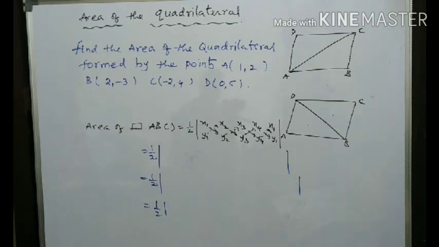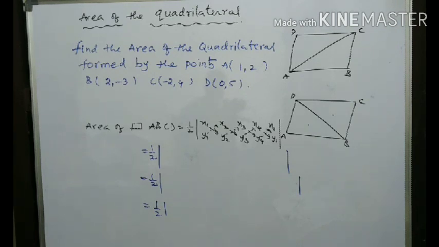Coming to the first question, find the area of the quadrilateral formed by the points A(1, 2), B(2, -3), C(-2, 4) and D(0, 5).